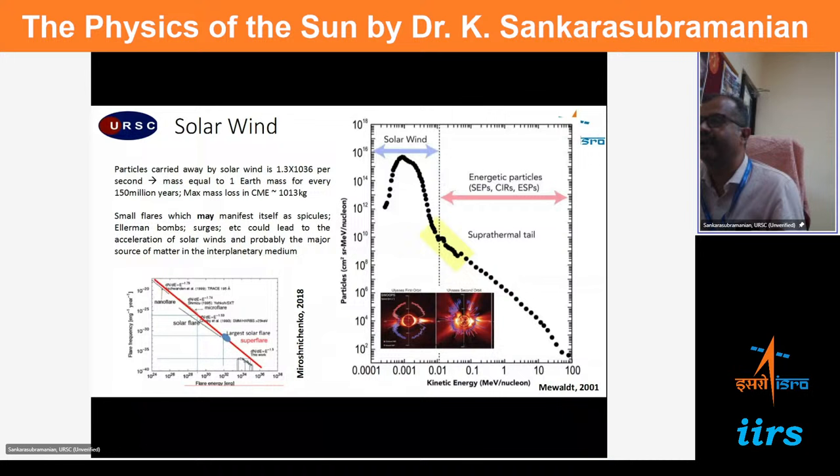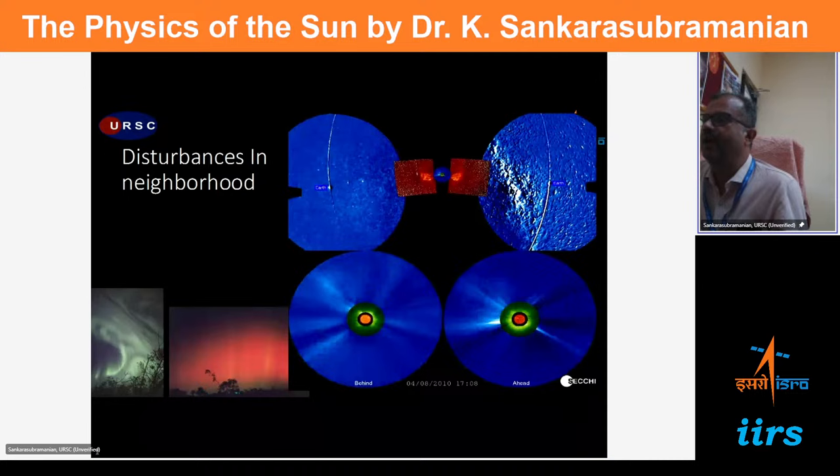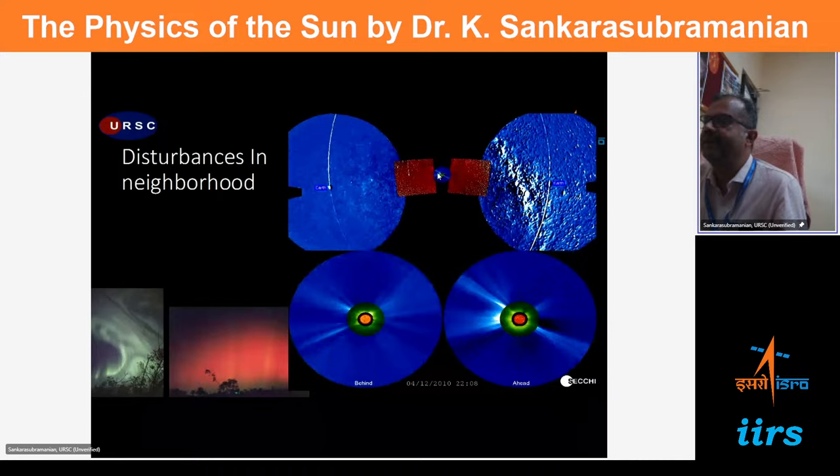Here is a coverage of the sun all the way up to the Earth. You can see that the center portion is the sun, there are instruments which look along the sun-Earth line, and this portion is the Earth. You could have seen that the disturbances caused by the sun do reach all the way up to the Earth, creating all these auroras that you see on the ground.